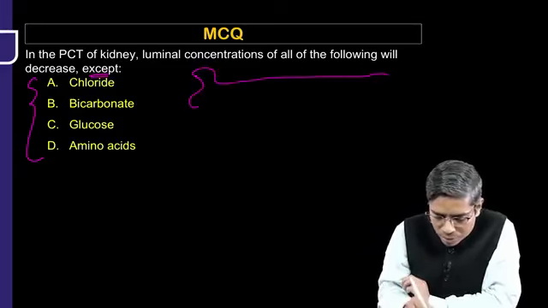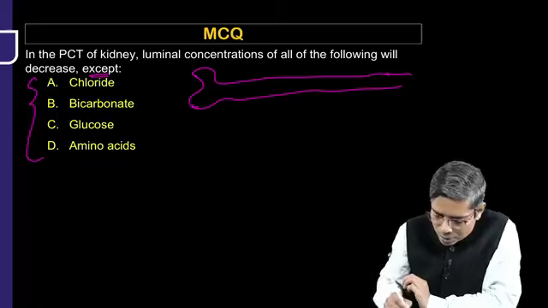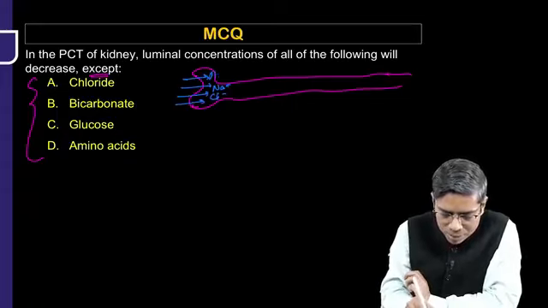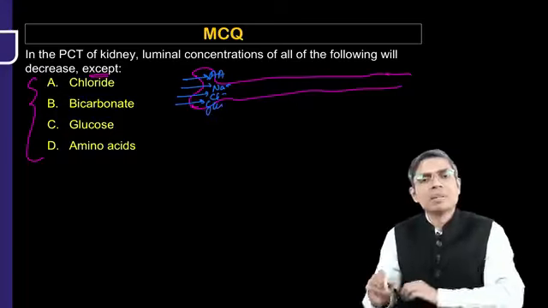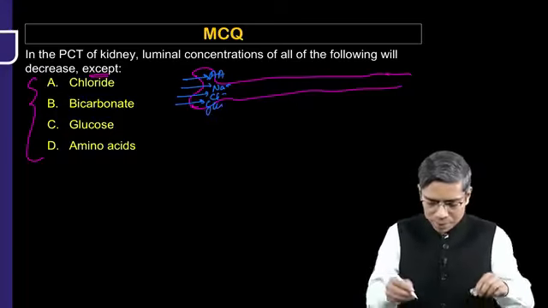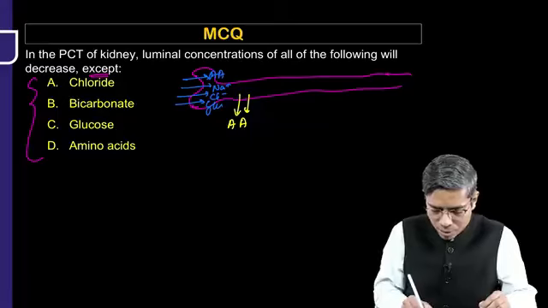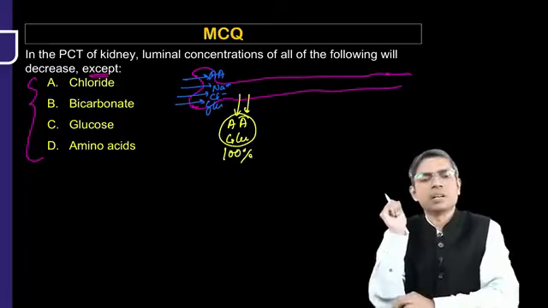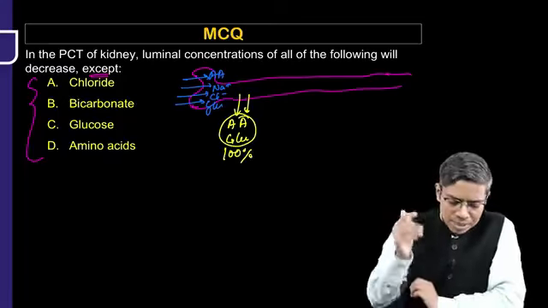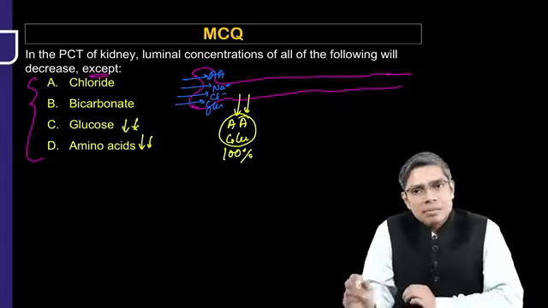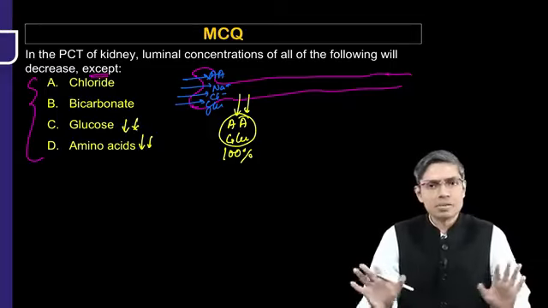So if this is the proximal convoluted tubule, we know that there will be free filtration of sodium, chloride, glucose, and amino acids. So amino acids and glucose, all of them will be freely filtered. Now what is going to happen? We all know that in the first part of the proximal tubule, almost all the amino acids and almost all the glucose are going to be reabsorbed. Almost 100% reabsorption is going to happen. So immediately the level of glucose and amino acids will fall at the end of the proximal tubule. So its level is decreasing. So it is not my answer.